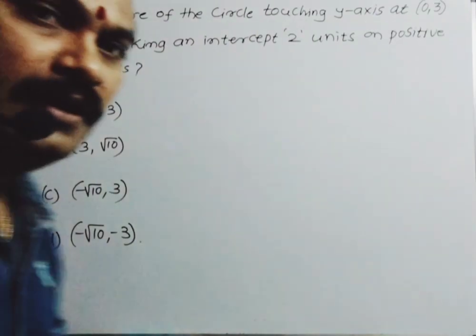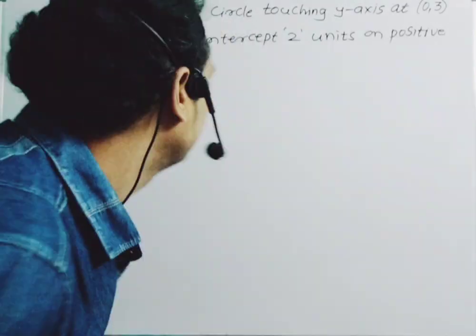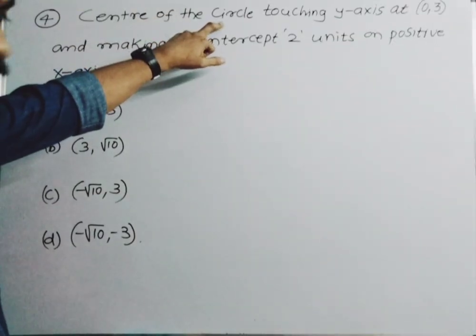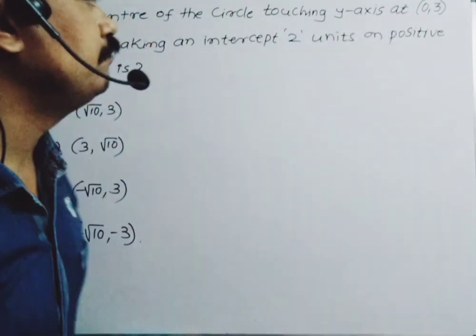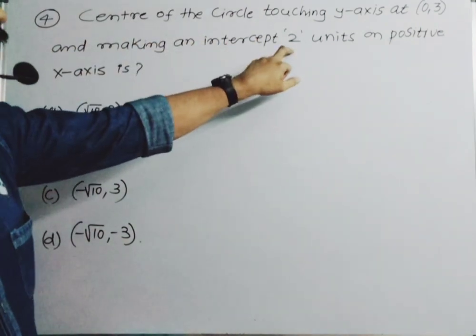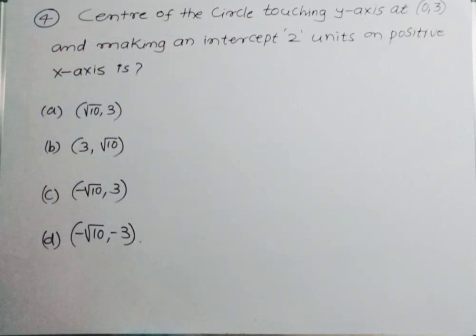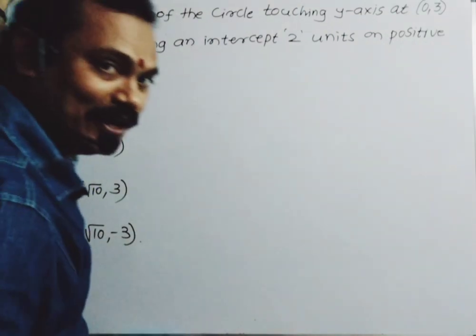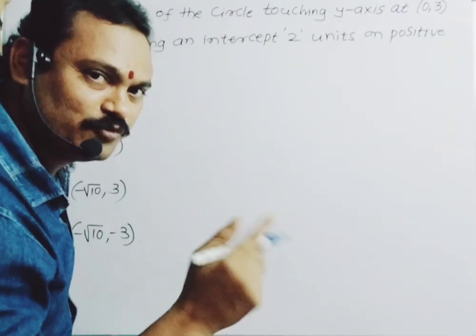Okay, let's move on to our fourth question. What is it? He is asking the center of the circle which is touching the y-axis at the point 0 comma 3 and making an intercept of 2 units on the positive x-axis. Okay? Read the question 1 time, 2 times, 3 times for understanding.